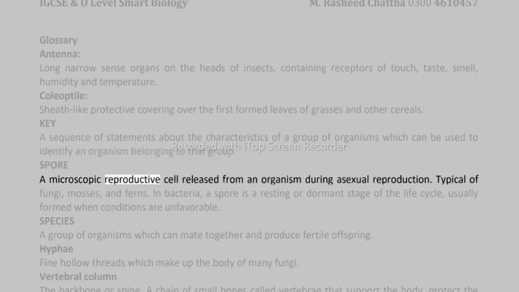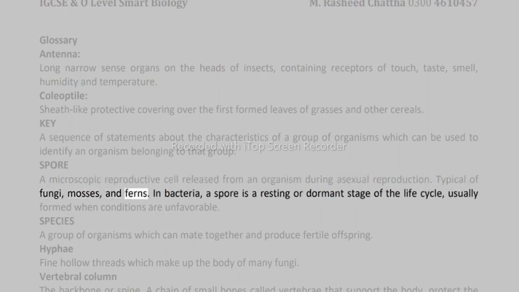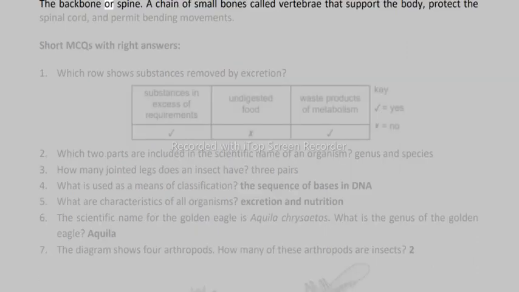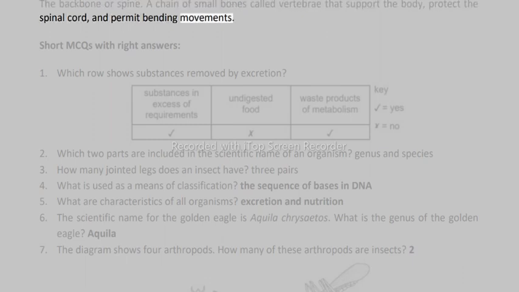Spore: a microscopic reproductive cell released from an organism during asexual reproduction. Typical of fungi, mosses, and ferns. In bacteria, a spore is a resting or dormant stage of the life cycle, usually formed when conditions are unfavorable. Species: a group of organisms which can mate together and produce fertile offspring. Hyphae: fine hollow threads which make up the body of many fungi. Vertebral column: the backbone or spine. A chain of small bones called vertebrae that support the body, protect the spinal cord, and permit bending movements.